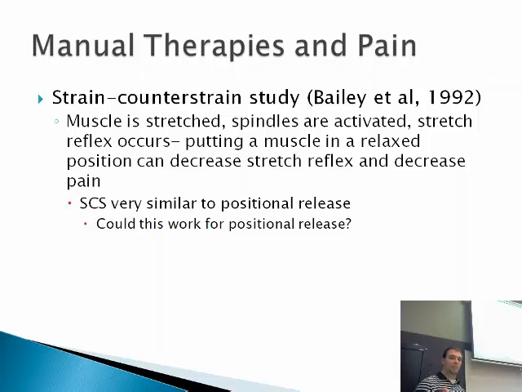Bailey, 92, did a counter-strain study. In his research, muscles stretched, right? Spindles are activated, stretch reflex occurs, putting the muscle in a relaxed position. Can that decrease the stretch reflex and then decrease pain? I don't know. A lot of these counter-strain studies that came out were, two slides ago, with the spinal cord patients. With spinal cord patients, they have pain, right? They can't feel anything, dermatomal patterns, can't move anything, but they still have pain. So how does that happen?